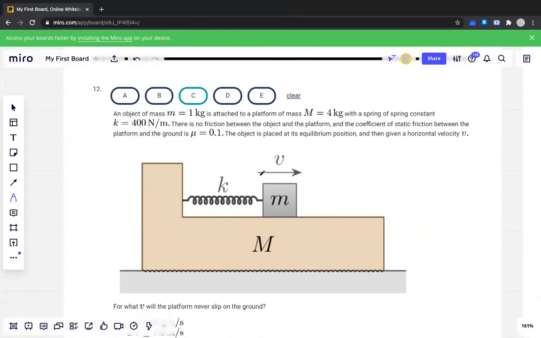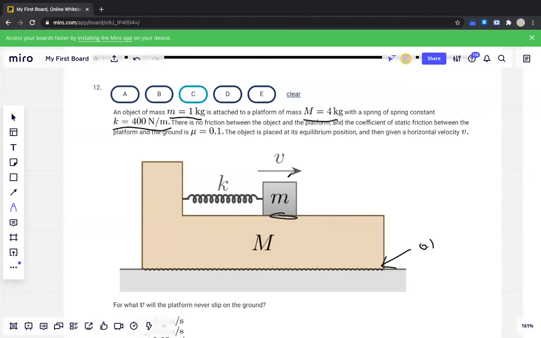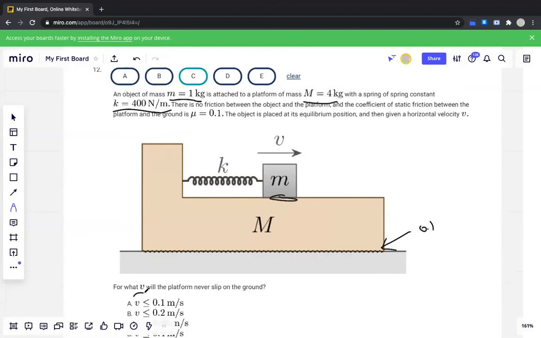For problem 12, we have an object of mass m equal to 1 kilogram attached to a platform of mass M equal to 4 kilograms with a spring of spring constant k equal to 400 Newtons per meter. There is no friction here, but we have some friction between the platform and the ground, with a 0.1 coefficient of friction. And it's originally placed at an equilibrium position and given a horizontal velocity v. We want to find for what v the platform will never slip on the ground.